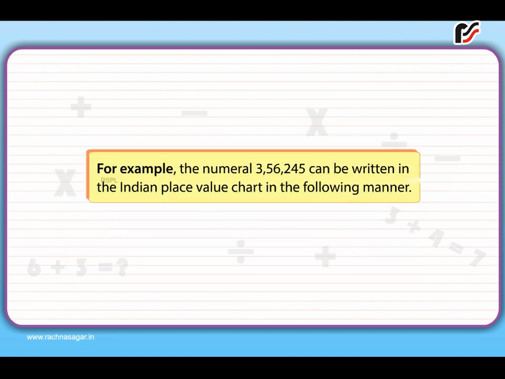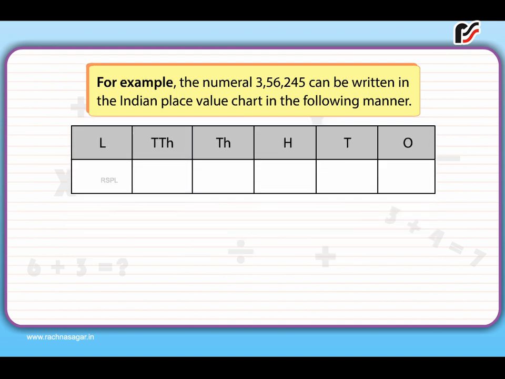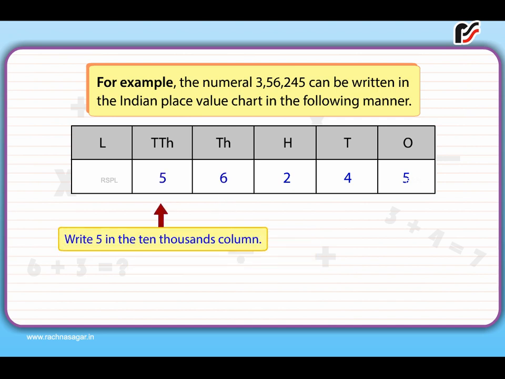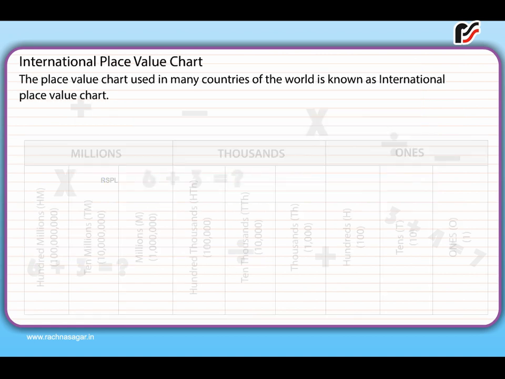For example, the numeral 3,56,245 can be written in the Indian Place Value Chart in the following manner. Write 5 in the ones column, write 4 in the tens column, write 2 in the hundreds column, write 6 in the thousands column, write 5 in the 10,000s column, write 3 in the lakhs column.